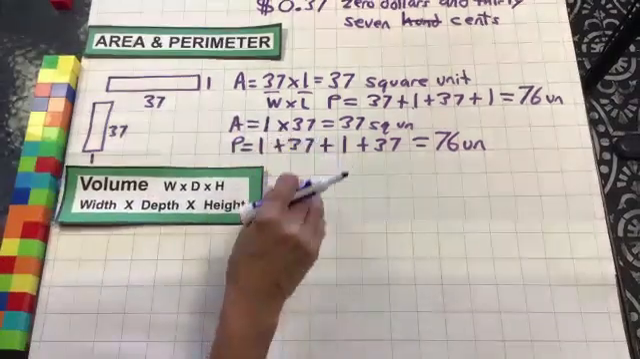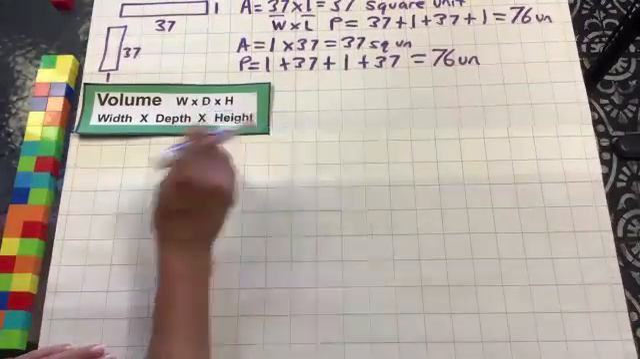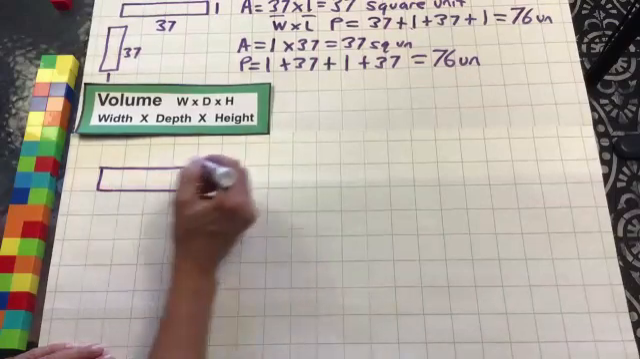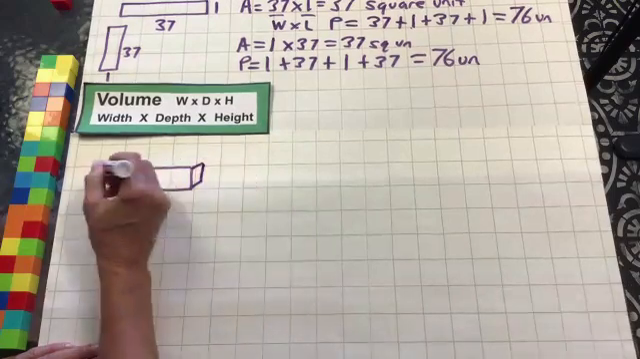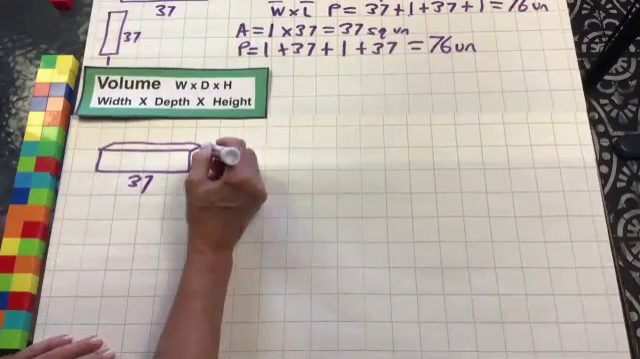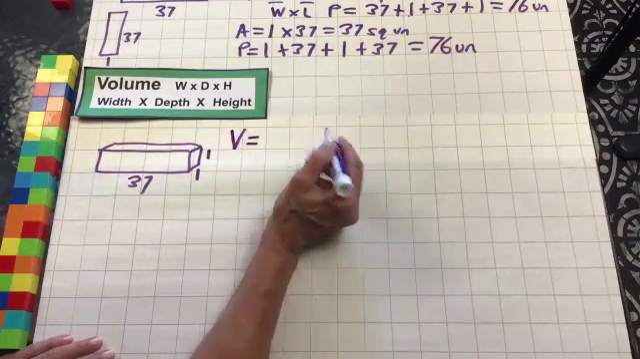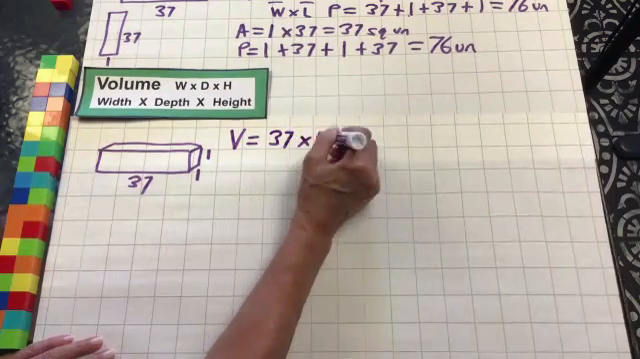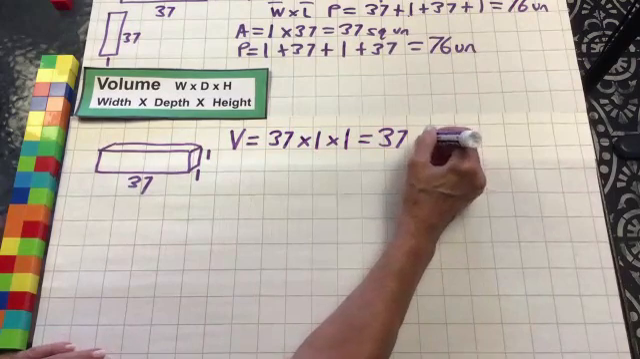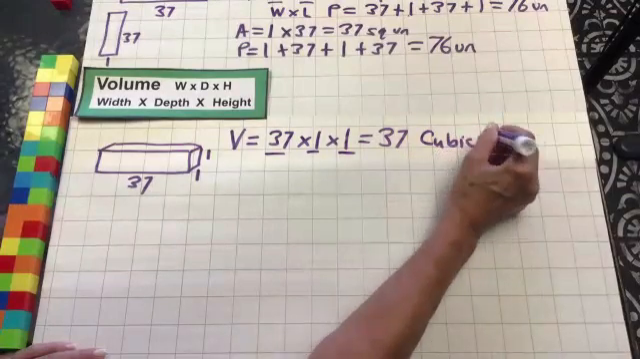Let's go on to volume. We're going to use the same ones, but this time we're going to give them depth because it's width times depth times height. So let's draw our laying down one, and we're going to give it some depth here. So now we have 37 by 1 deep by 1 tall. So our volume, if we have 37 cubes, would be 37 times 1 equals 37. And this time, since it's cubes, it's three-dimensional, 1, 2, 3, it is cubic units.